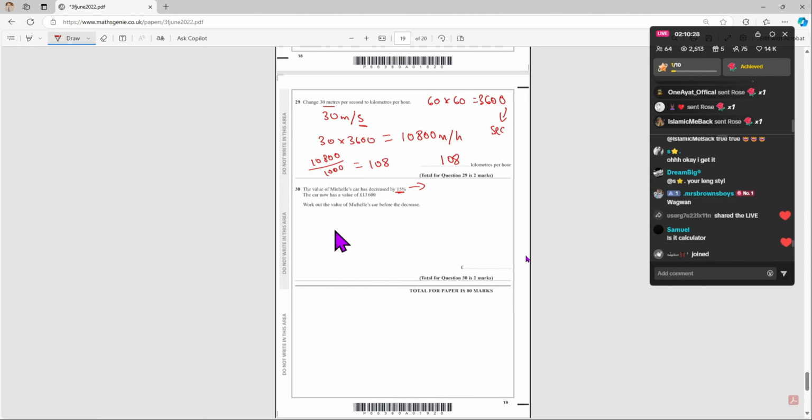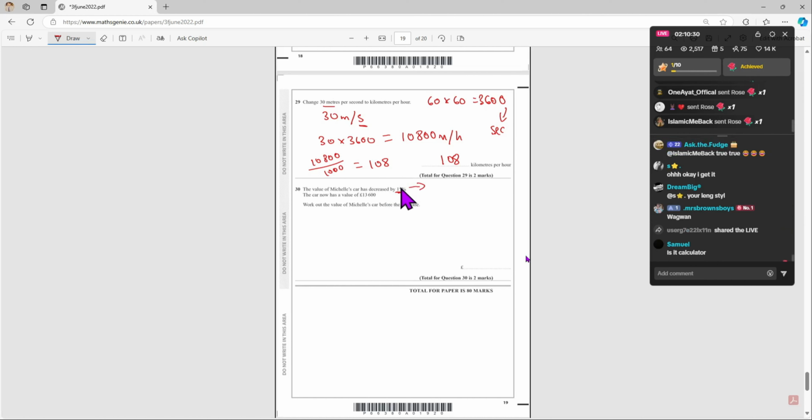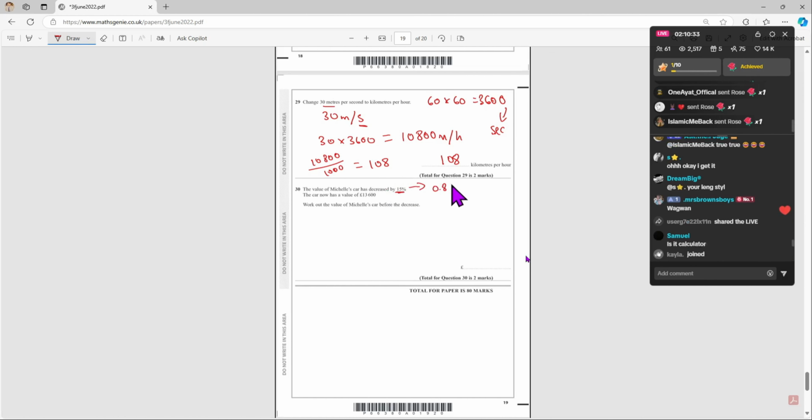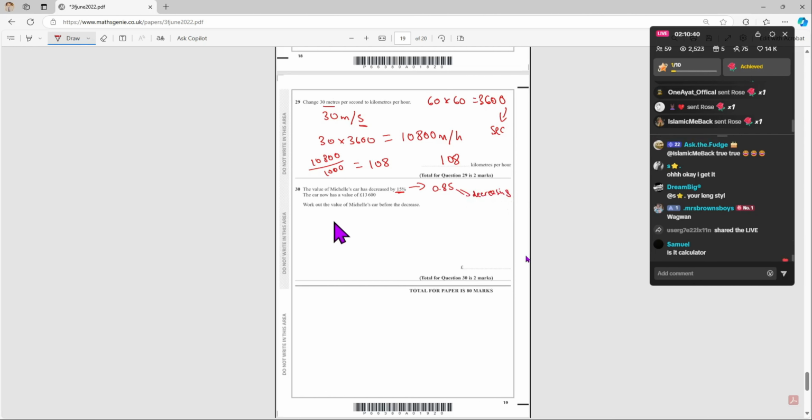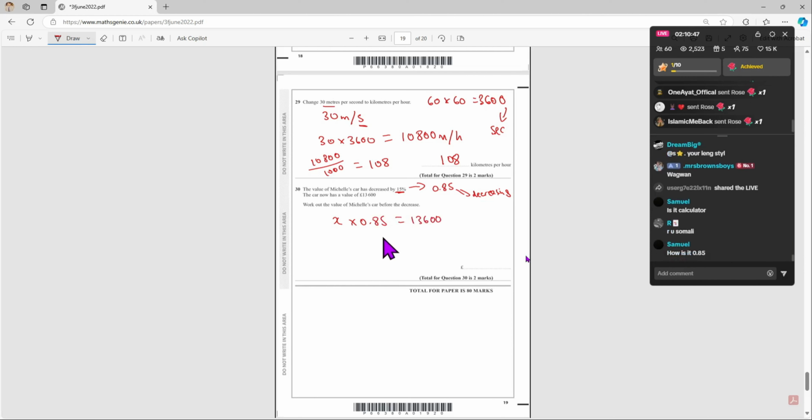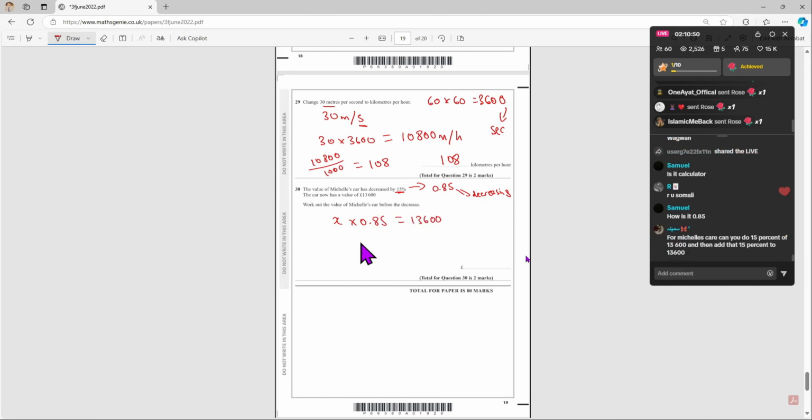First of all, we need to write this as a multiplier. Yes, Samuel, this is a calculator paper. So 0.85 as a multiplier if we are decreasing. It's going to be x times 0.85, which is equal to 13,600. You would do 1 minus 0.15 and you will get 0.85. That is the multiplier for decreasing.